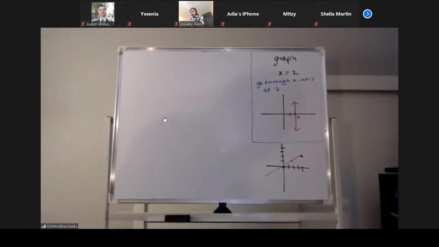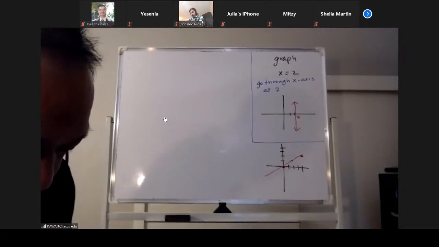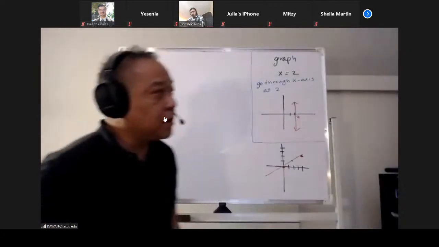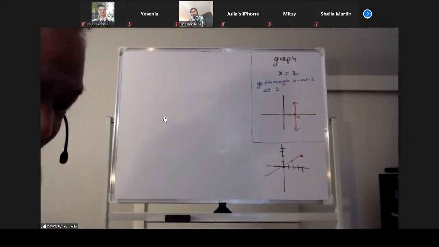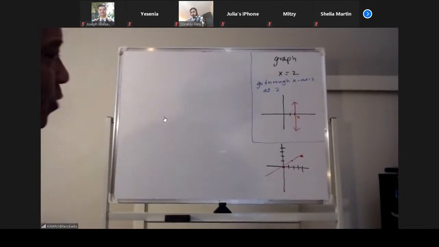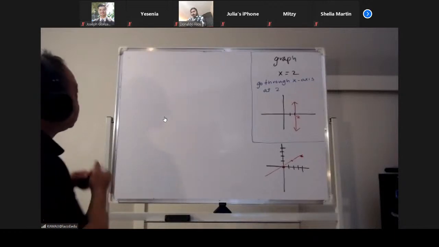Now, section 3.2 is yet another little monster section, meaning that there is a lot here, and there's also a lot of weight to this section because it's essentially what calculus is. So for those of you who are going to take business calculus or calculus, 3.2 is an extremely important section.